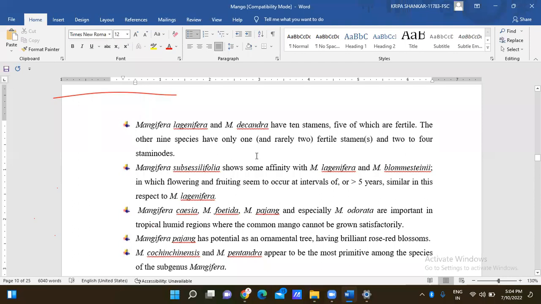See, Mangifera subsilifolia shows some affinity with lagenifera and blommesteinii, in which flowering and fruiting seems to occur at an interval of 5 years. As we studied earlier, it is 5 to 10 years, but in this case more than 5 years, in respect to lagenifera. In the case of lagenifera it is 5 to 10 years, but in both species it is more than 5 years. Okay, at that interval it used to happen.